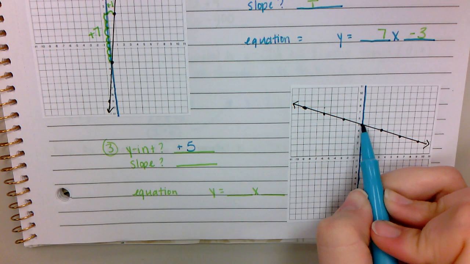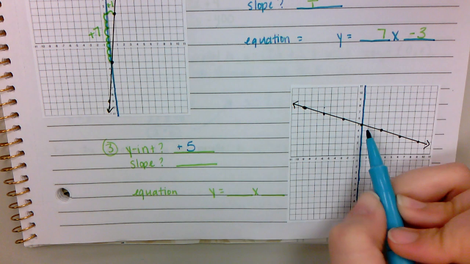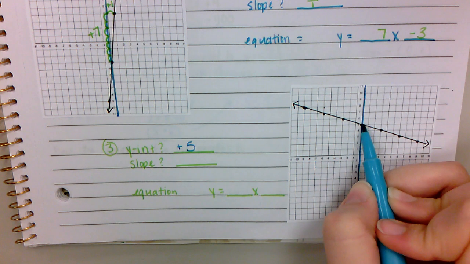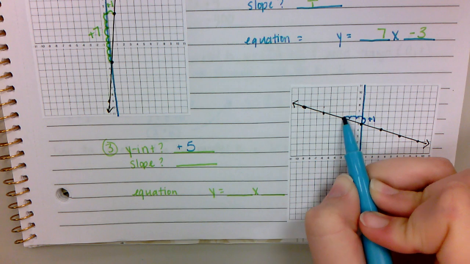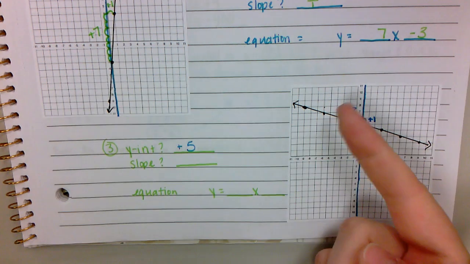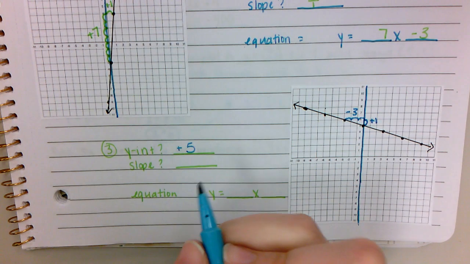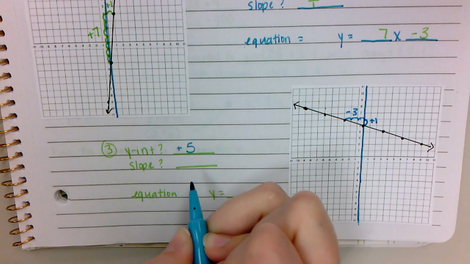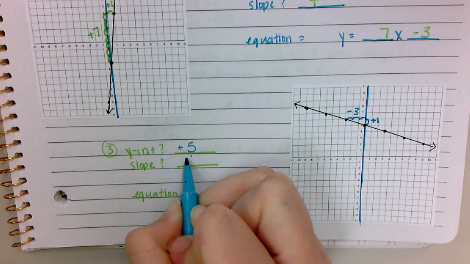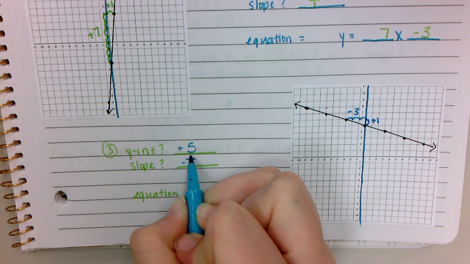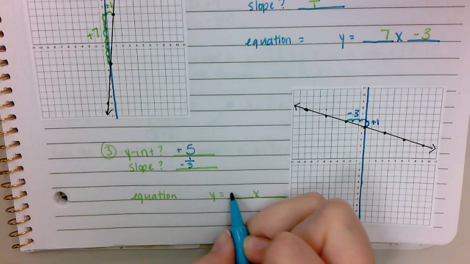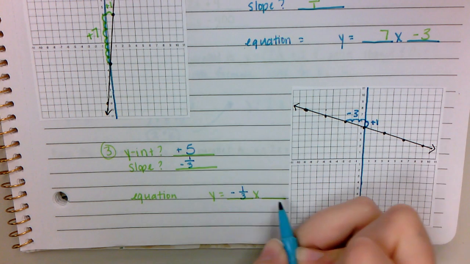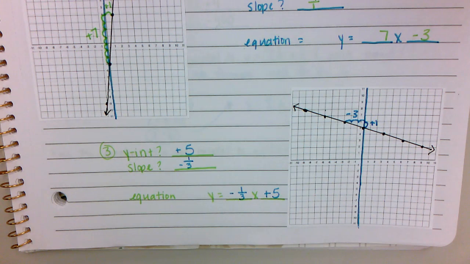The slope to get from this dot to the very next dot, I'm going to go up and over. I just need to count that. So that's up 1 and to the left 3 in the negative direction. So if my slope is rise over run, I'm going to rise 1 and run negative 3. That's my slope. So when I write my equation, it's going to be negative 1/3 x plus 5. And that's literally as simple as it gets.